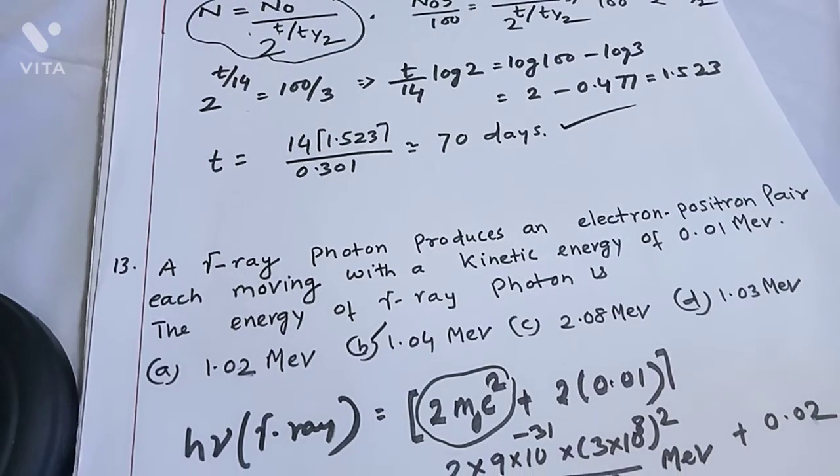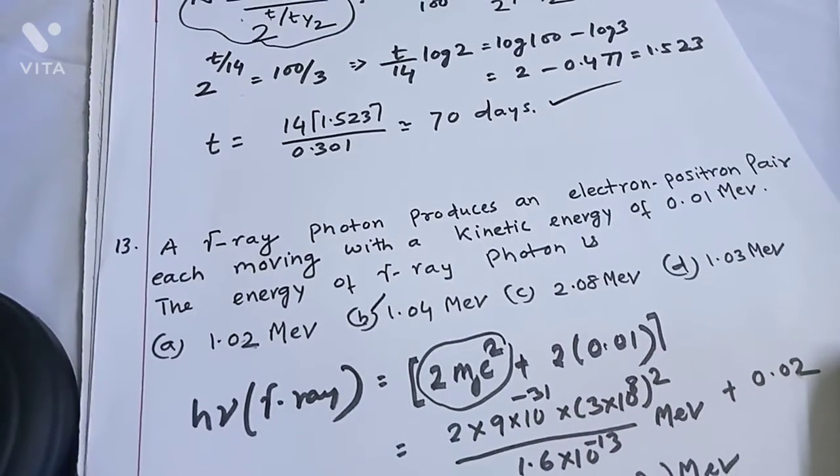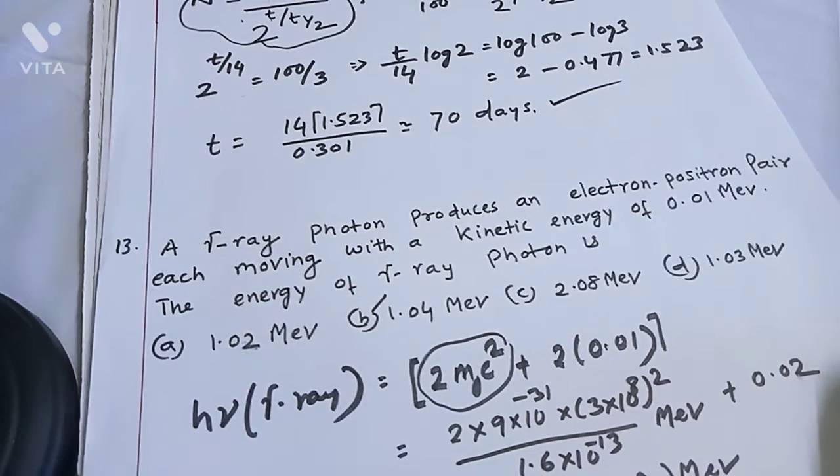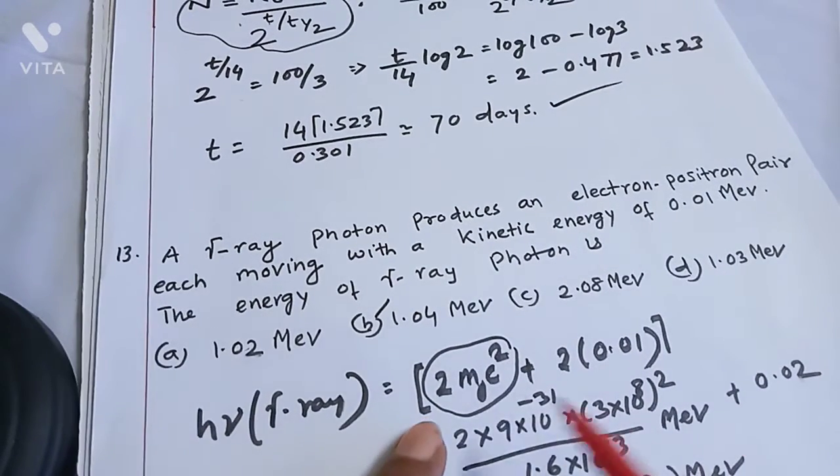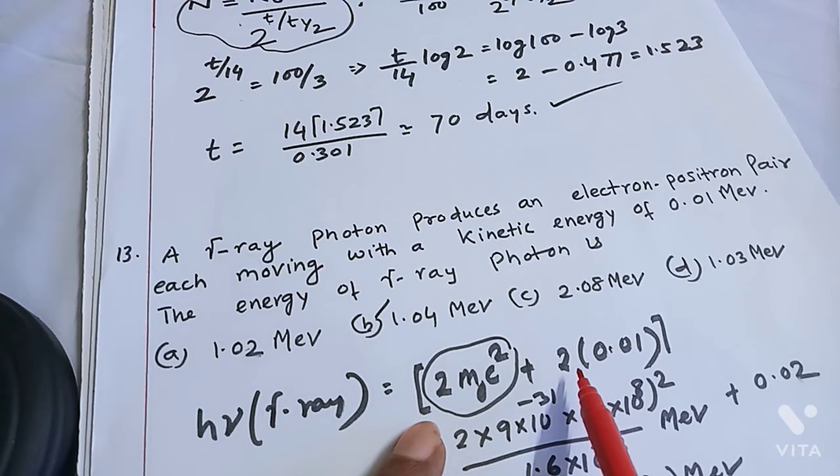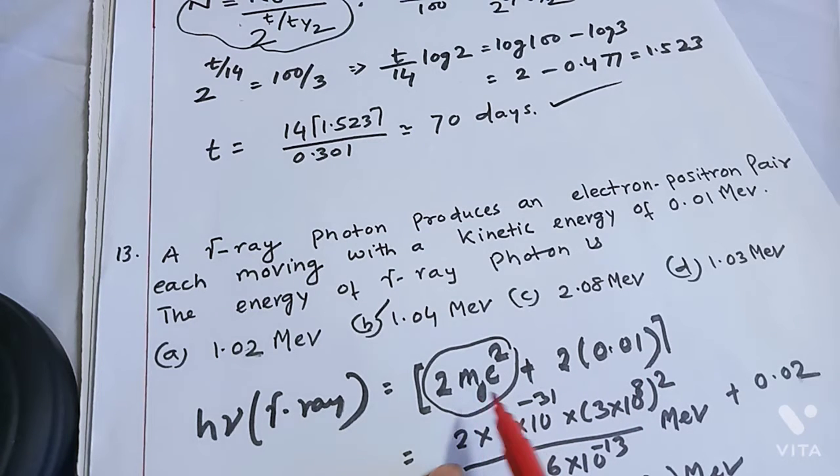To find out the energy of the gamma ray photon, we should take into consideration the rest mass energy of electron and positron both, as well as the total kinetic energy. When we consider the rest mass energy, electron and positron have the same rest mass, that is 9.1 into 10 to the power minus 31 kg. So the rest mass energy is 2 times m0 c square.